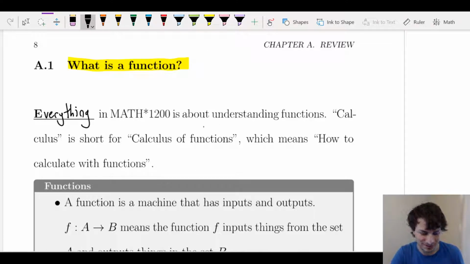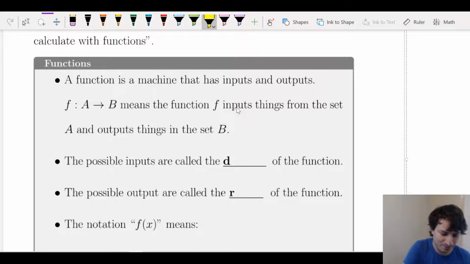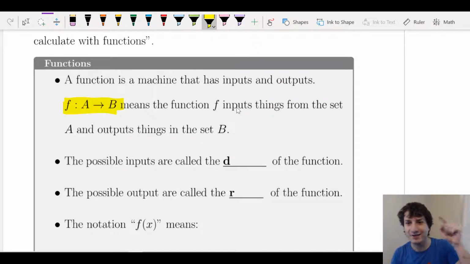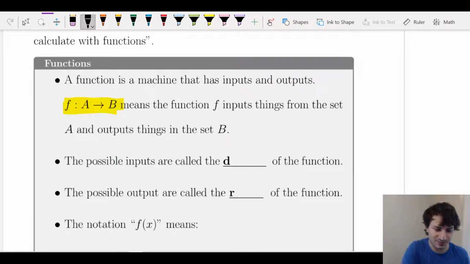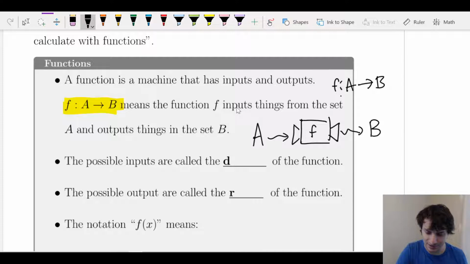So let's see, there's this big box here with what is a function. A function is a machine that has inputs and outputs. And here's a notation maybe you haven't seen before. F, A, arrow B, that's the notation. That means that F is a function that inputs things in A and outputs things in B. So sometimes people draw a little box like this, and they think of F as a machine, and the machine has two sides. It has one side where it's inputting things, and here you feed in things from A. So you take something from A, you feed it in, and you get something out, and that something will be in B. So that's what this notation, F, A to B, means.